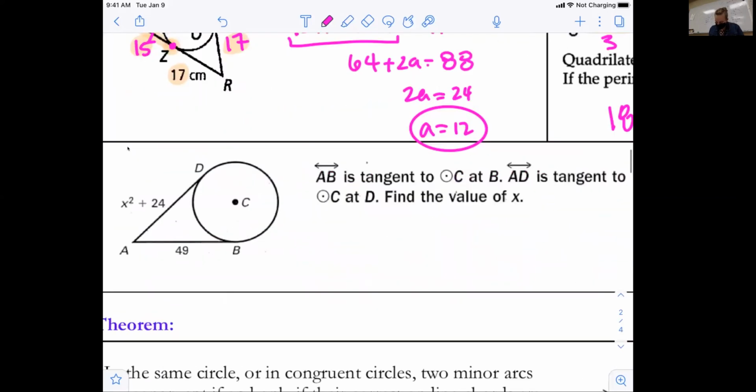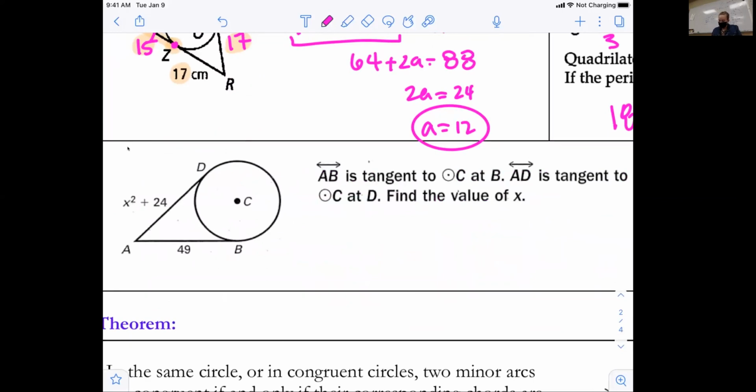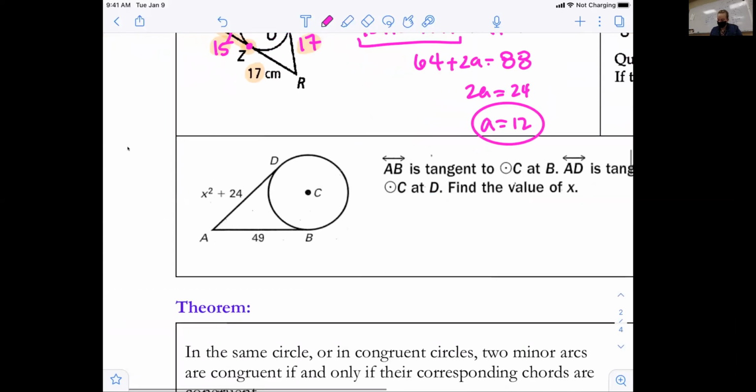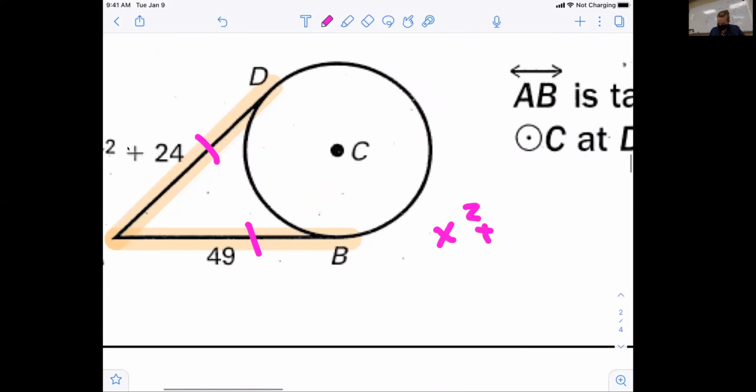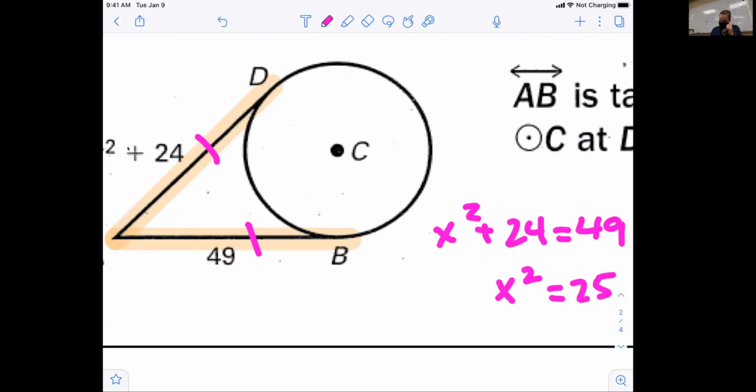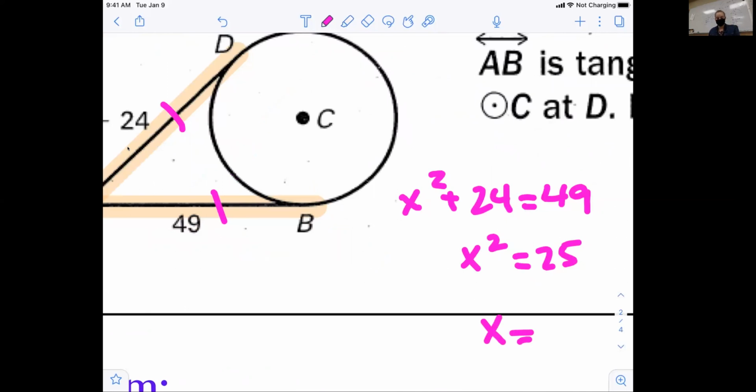All right, the next one says AB is tangent to C at point B, and AD is tangent to circle C at point D. Okay, if I know AD is tangent and AB is tangent, what do I know about segments AB and AD? They're congruent. Set them equal. X squared plus 24 equals 49. Minus 24 from both sides, and I get 25. Now I want to add something on this. So get everything, square root, all that stuff.